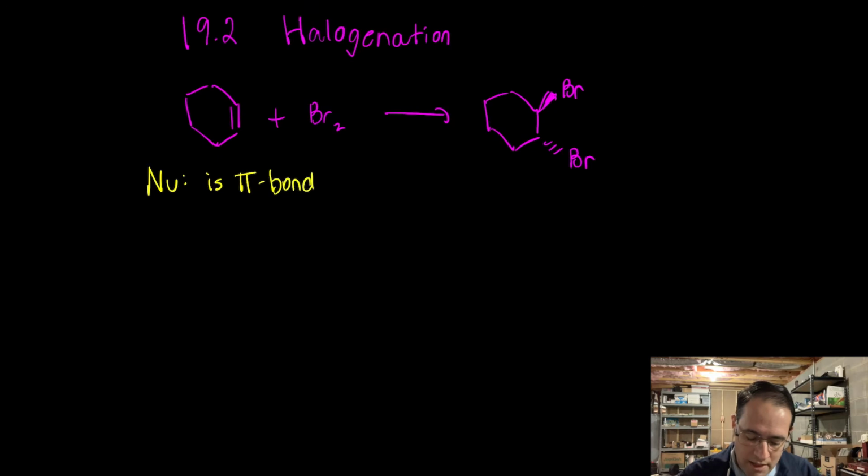Now the bromine atom here, as it approaches the alkene, becomes partially polarized, and we have a delta plus and delta minus. But we don't need to worry too much about this polarization of bromine, which is a neutral, non-polar molecule just sitting by itself. But what's important to understand here is that this is the electrophile.